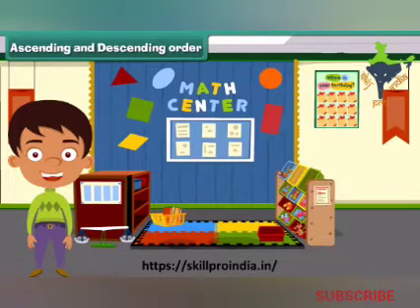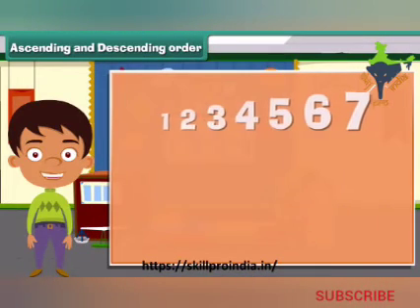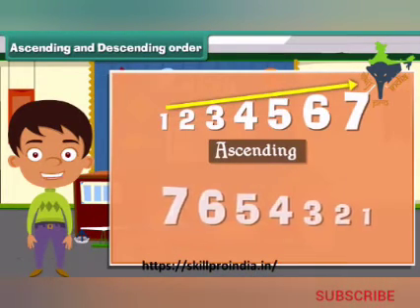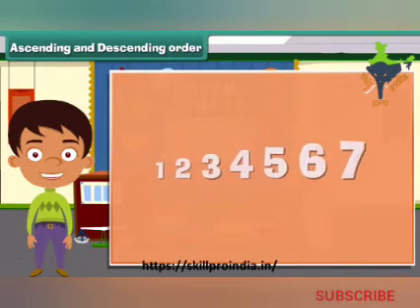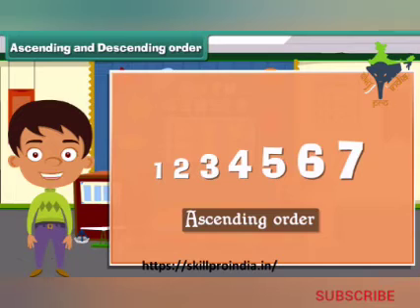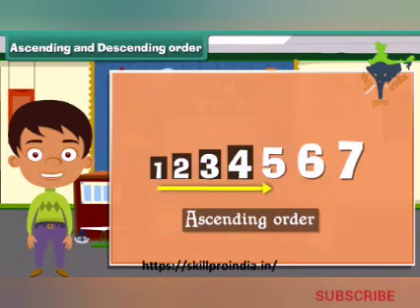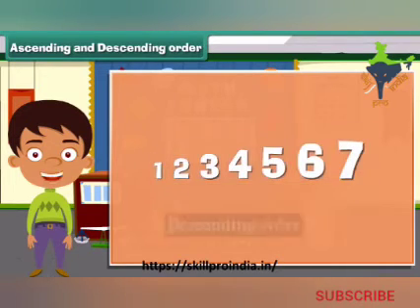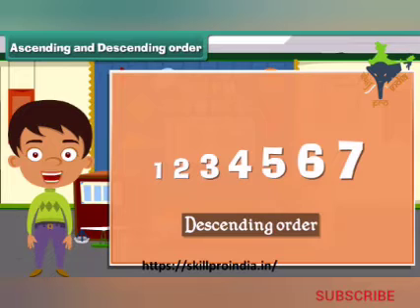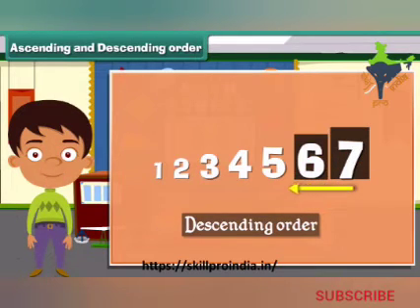Ascending and descending orders. Once we know how to compare numbers, we can arrange them in the ascending, that is, increasing, or descending, that is, decreasing order. In the ascending order, the numbers are arranged starting from the smallest number first, then the next greater number, then the next, and so on.